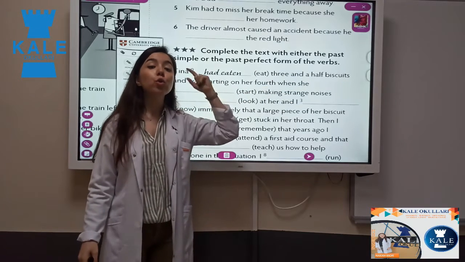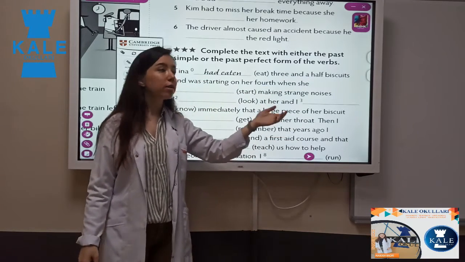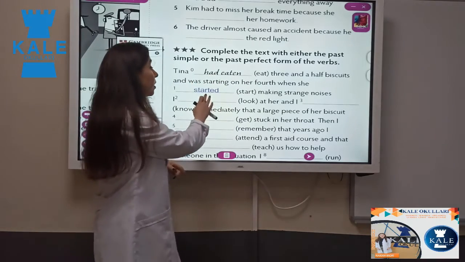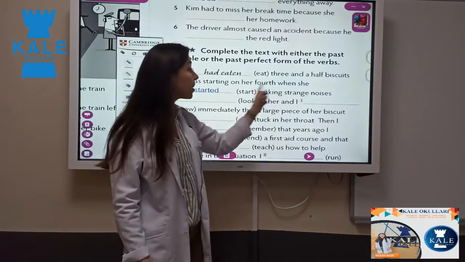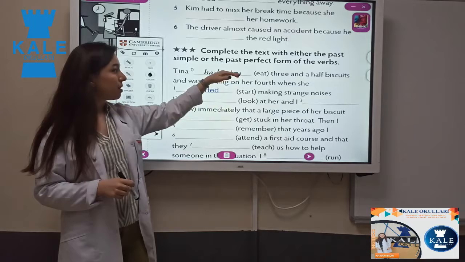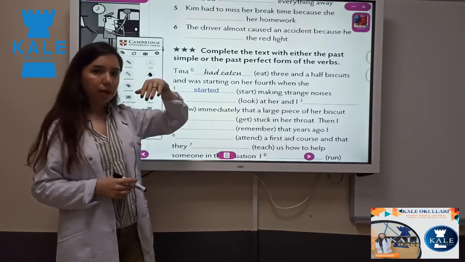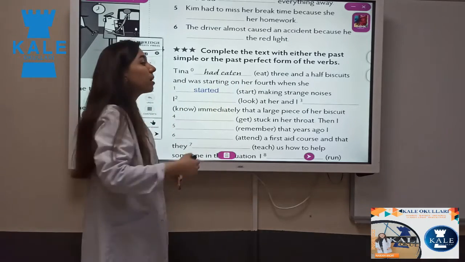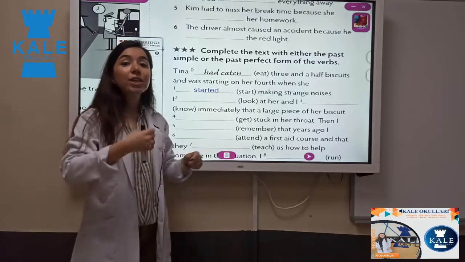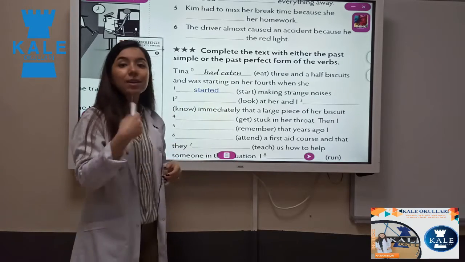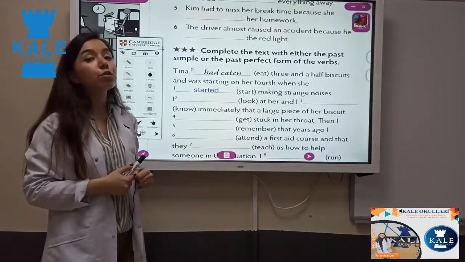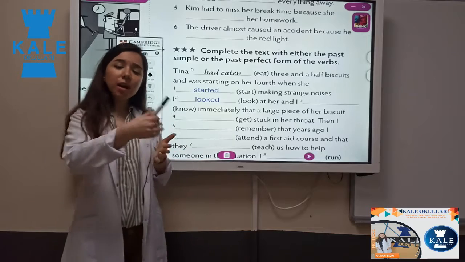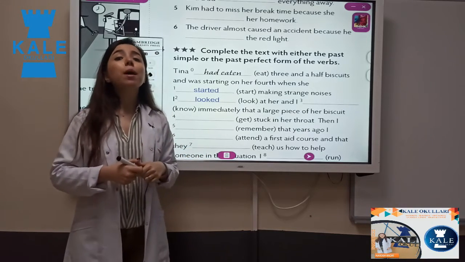It's the same as I told you, one action happened before another action. Tina had eaten 3½ biscuits and was starting on her 4th when she started making strange noises. Here we use past simple. Why? Because we talk about had eaten, something that happened in the past, finished, then she was starting on her 4th when she started making strange noises. So these two actions happened after eating it, after having eaten it. Because of that, here we use past simple. Then I looked at her after that. Yes, because it continues one after another, we can use past simple.